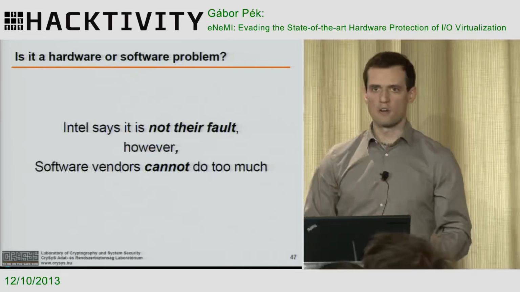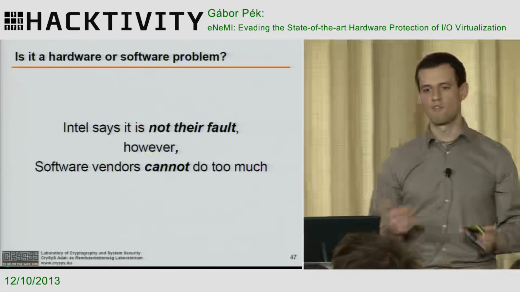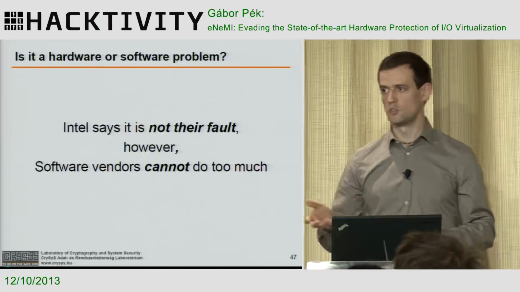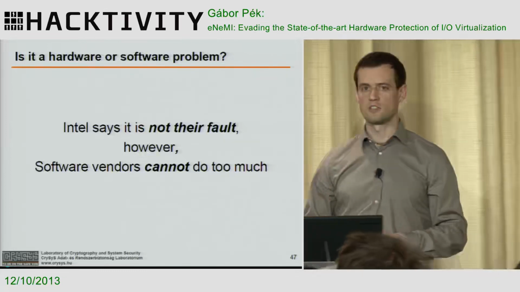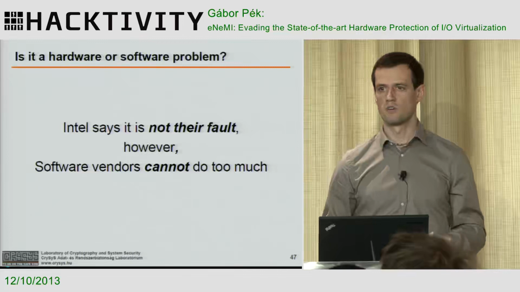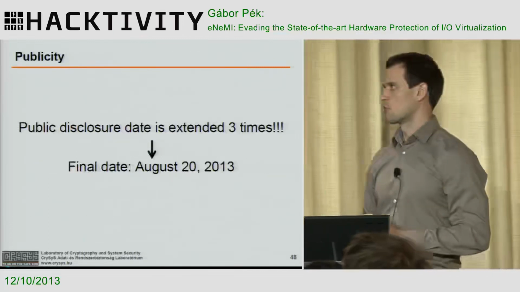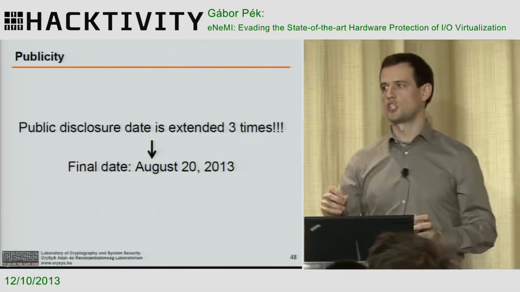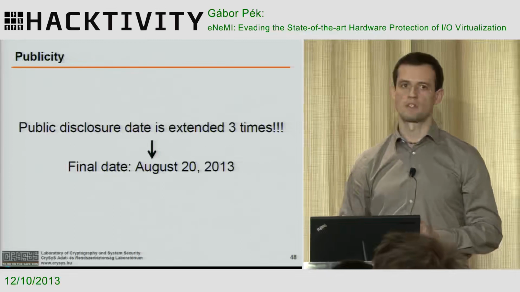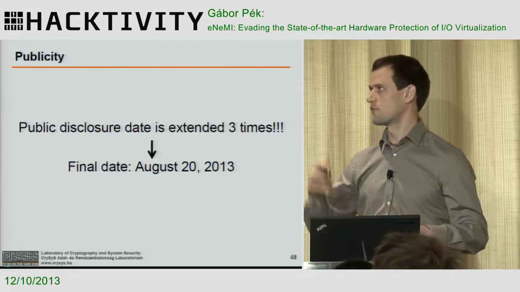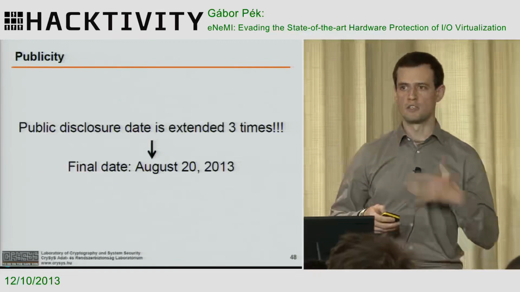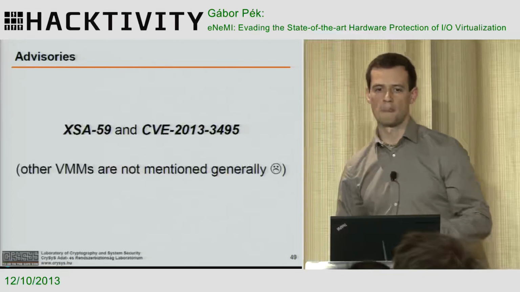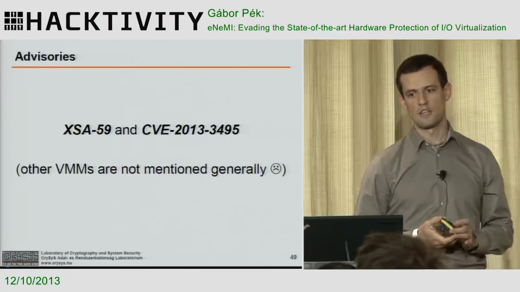So is it a hardware or a software problem? Intel says this is not their fault. However, software vendors cannot do too much. I told you there are mitigation techniques, but this is not the holy grail that we are looking for. The public disclosure date was extended 3 times because I wanted to make sure that we know exactly what happens. I wanted to make sure that if something is going to be published, it is of value to the community, and they know how to react and how to handle the issue. And the result is a Xen Security Advisory and the CVE.